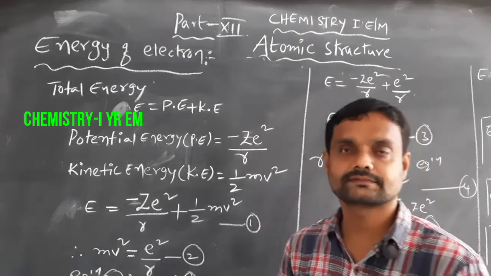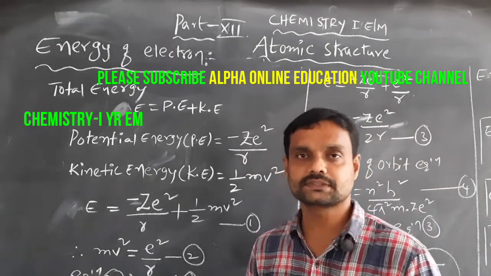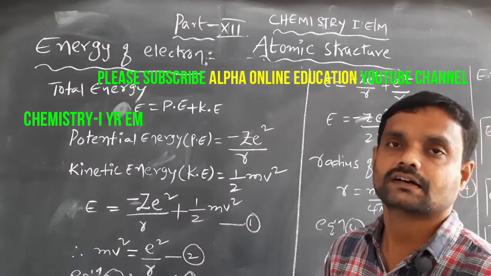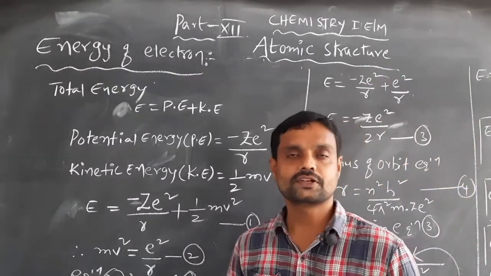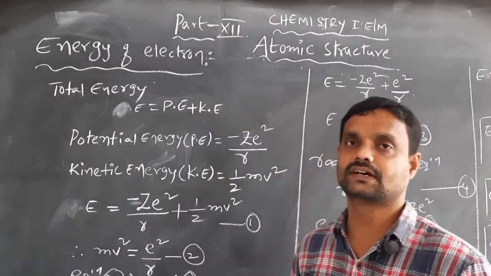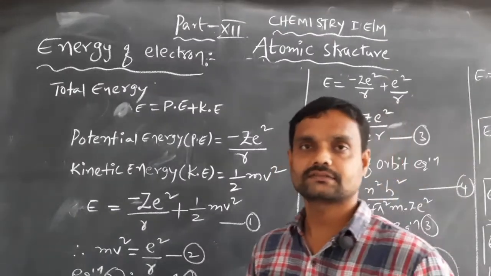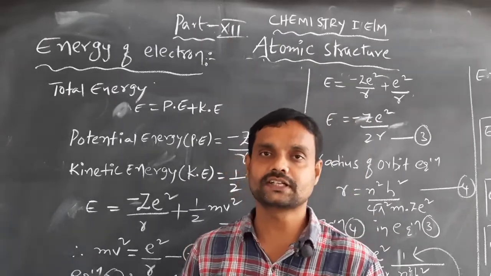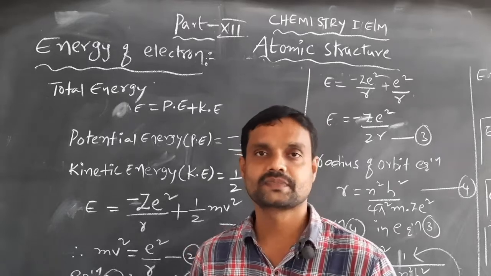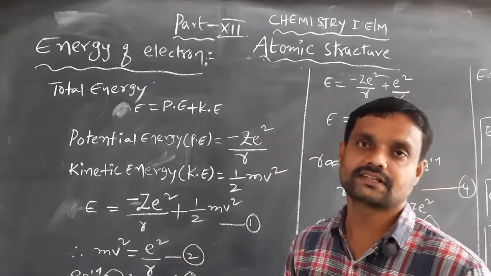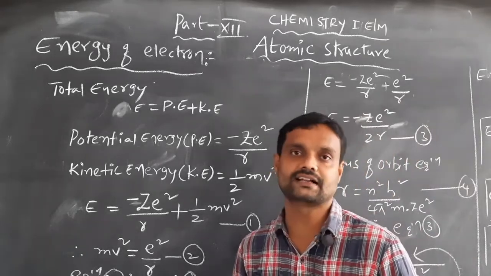So in previous videos we discussed the radius of orbit, 0.529 n²/Z angstroms. That is the radius of the orbit. Using that formula, we should look at a few examples of how we can find the radius of orbit for hydrogen atoms and hydrogen-like ions.